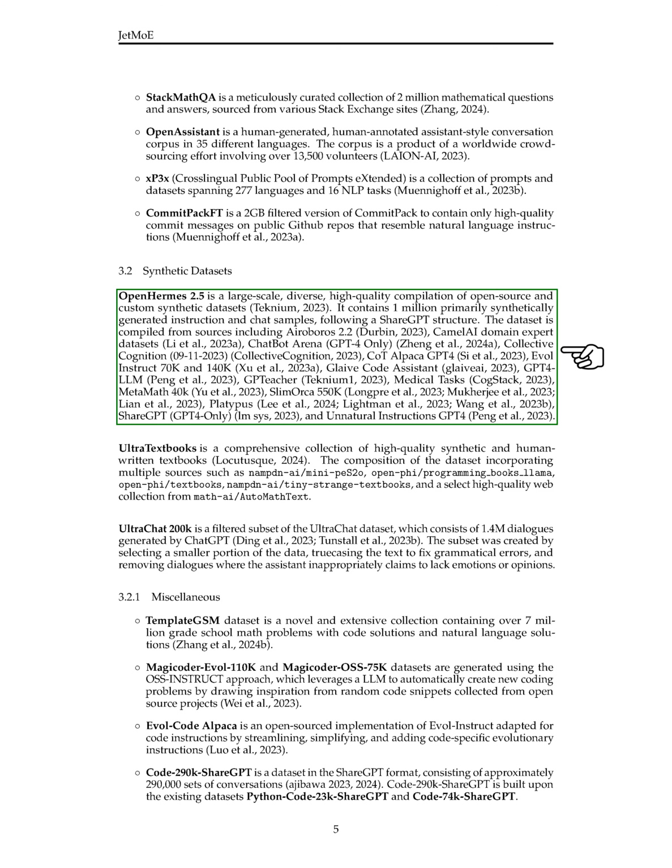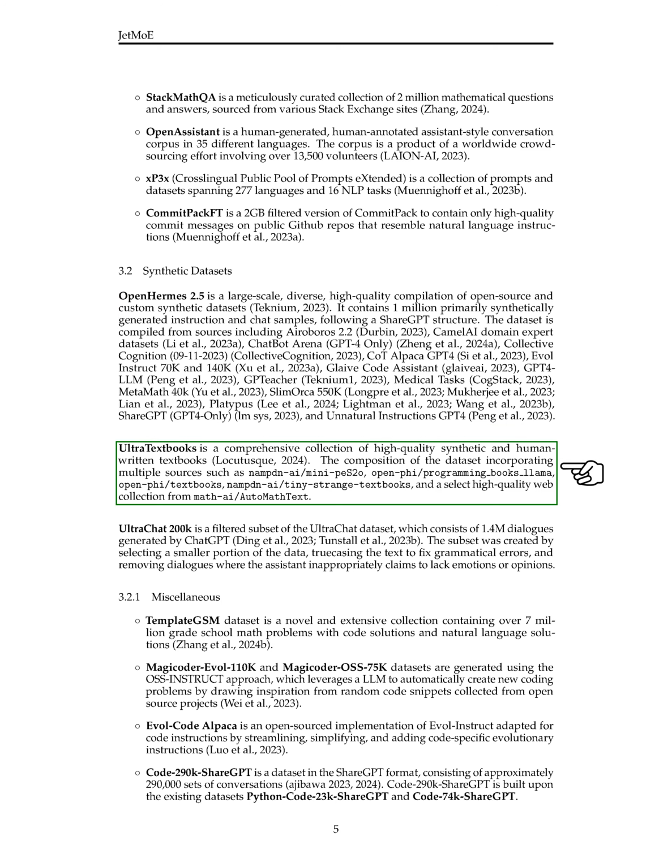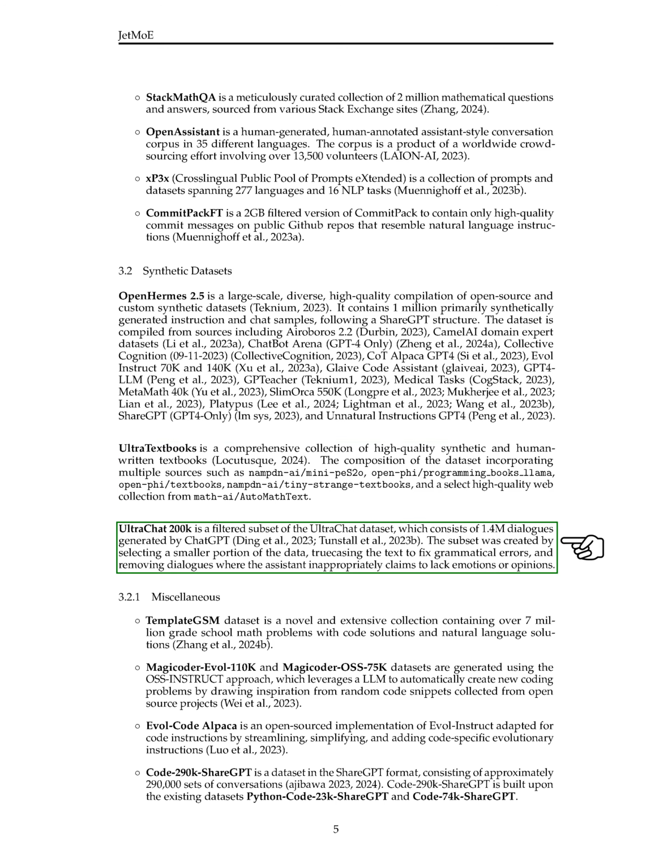Section: Ultra Textbooks. In this section, we present a detailed overview of the datasets and infrastructures used in our study. We have gathered a wide range of high-quality synthetic and human-written textbooks from various sources to create the Ultra Textbooks dataset. Additionally, we have curated a subset of the UltraChat dataset, named UltraChat 200K, by filtering out dialogues generated by ChatGPT to ensure grammatical correctness and appropriateness.